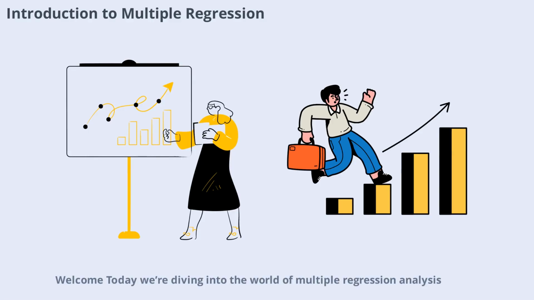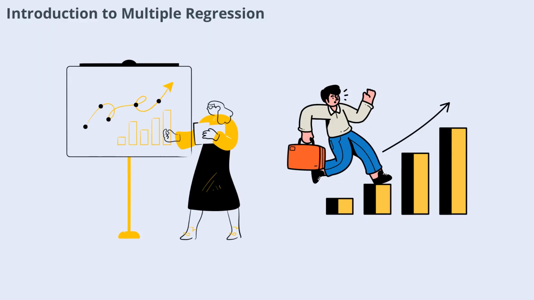Today we're diving into the world of multiple regression analysis, a powerful statistical technique that helps us understand the relationship between one dependent variable and two or more independent variables. Whether you're working in business, science, or social research, multiple regression can reveal patterns and predict outcomes. In this video, we'll break down the basics, walk through practical examples, and guide you step by step. Let's start by understanding what multiple regression is and why it's so widely used across different fields.